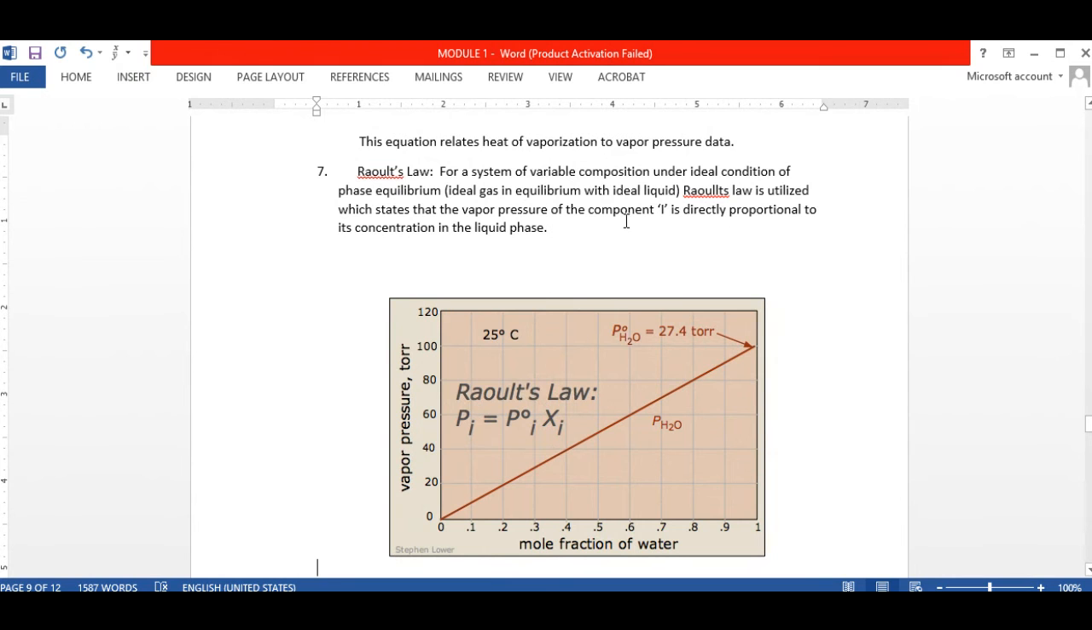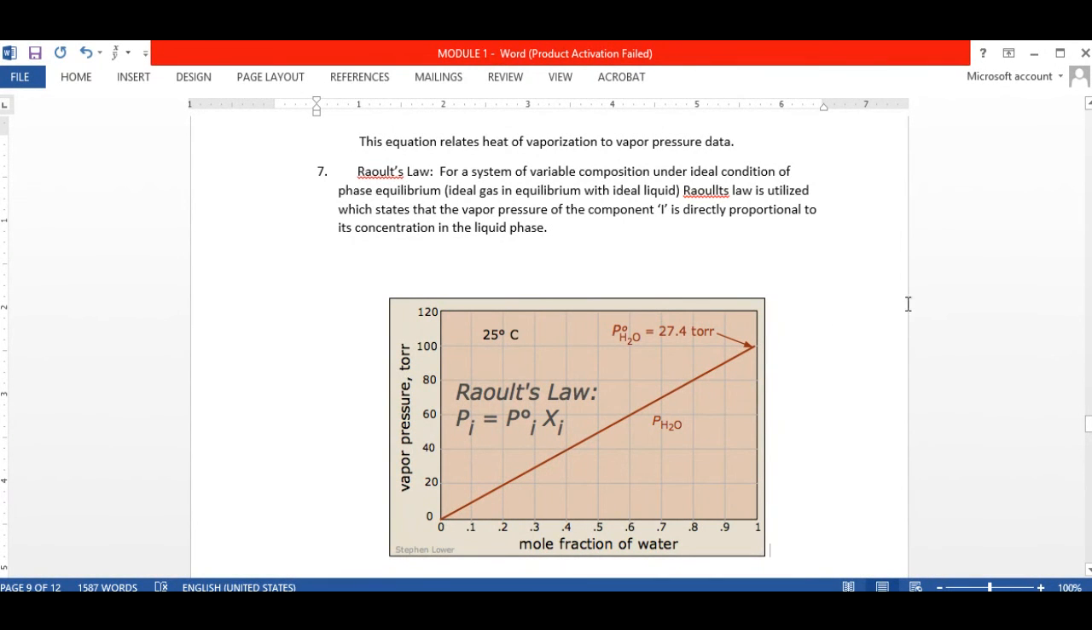Raoult's law says that the vapor pressure of any component i is proportional to its concentration in the liquid phase. So if you want to know the pressure of a component in the gas phase, you measure the concentration in the liquid phase and put in the vapor pressure. This vapor pressure you calculate from the Antoine equation, the equation I showed you above. From there, you calculate the pressure, and you measure the concentration from the sample, and then you can calculate the pressure of component i, Pi.